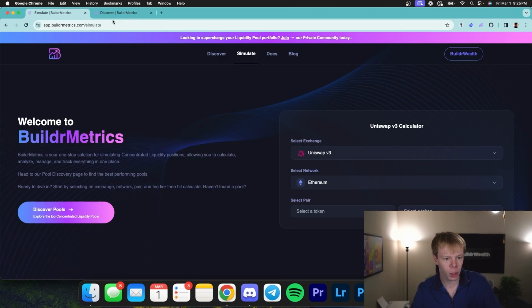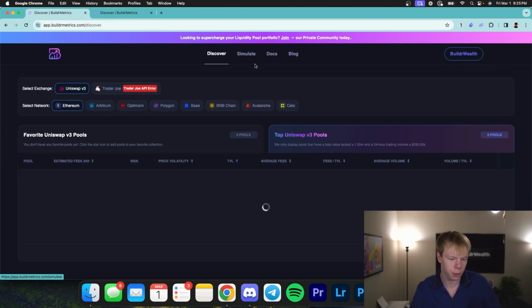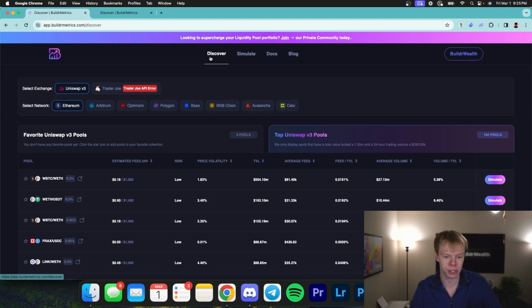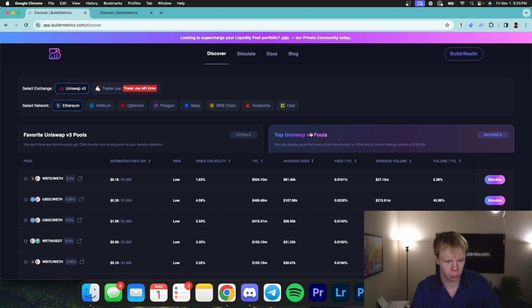So hopping in, the first thing you're going to want to do is launch the app, and we also just released V2, so it looks a lot better for those of you that have been long-term users. But with that being said, we're going to head over to the Discover page. The Discover page is where you're going to find all of the liquidity pools, and from here, you can sort by a few different things. Number one being fees, obviously, but also risk, price volatility, TVL, average fees, all of that type of information.